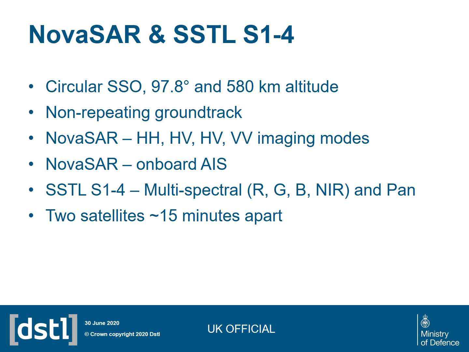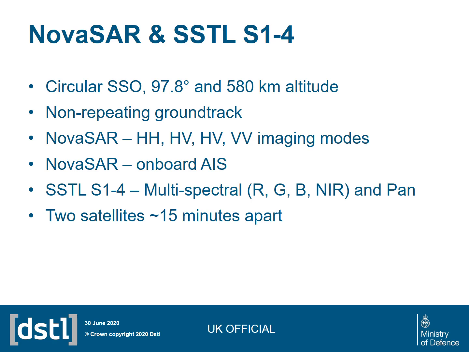They are both in a circular sun-synchronous orbit at an inclination of 97.8 degrees and at a 580 kilometre altitude. They don't have a repeating ground track, which obviously limits some of the uses of the data. NovaSAR is a synthetic aperture radar satellite and can image in all four polarizations. On board, it also has an automatic identification system receiver, which allows information from ships to be gathered. S1 is an electro-optical satellite that has a multispectral sensor and a panchromatic one.